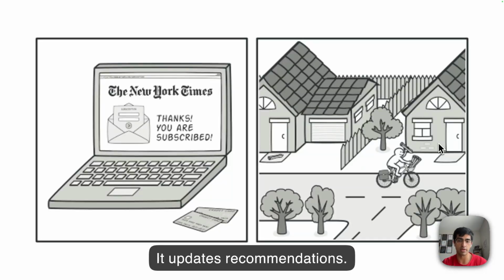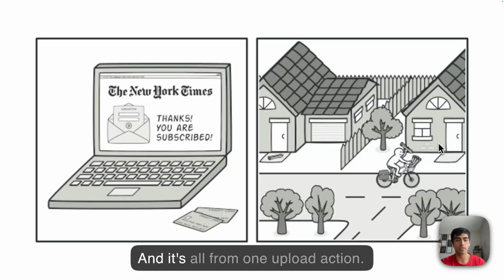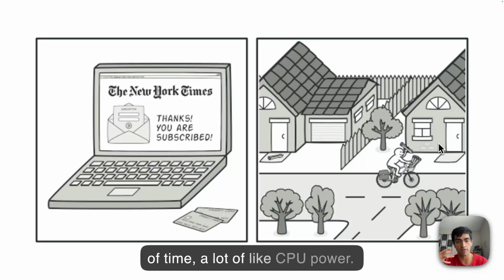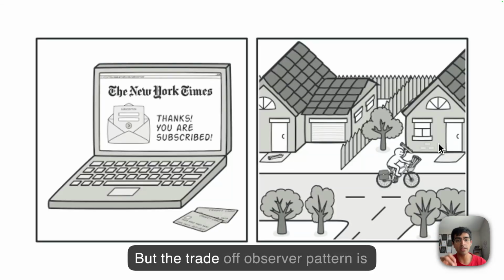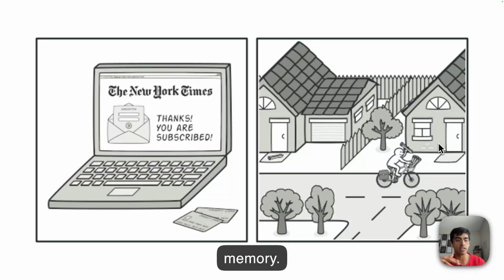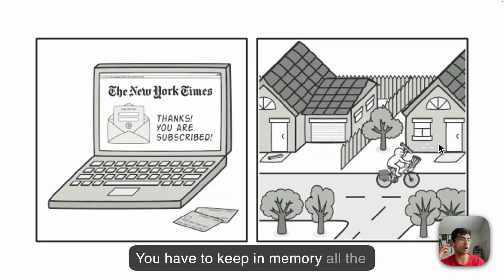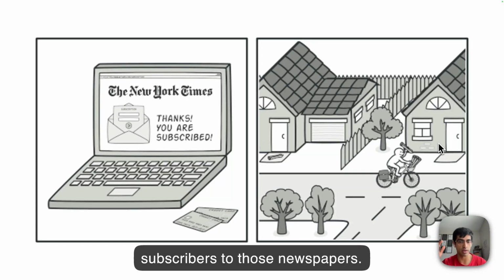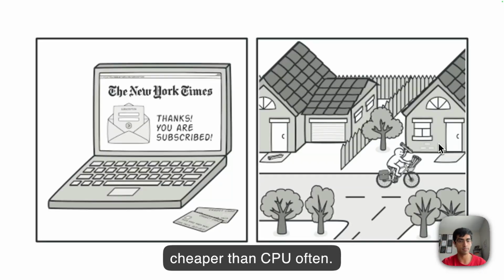It updates recommendations. It pings analytics. It does all those things. And it's all from one upload action. The alternative is polling, which is you keep asking, "Is the new video out? Is the new video out?" over and over again, which takes up a lot of time, a lot of CPU power. But the trade-off with the observer pattern is memory. You have to keep in memory all the subscribers someone has, all the subscribers to that newspaper. But memory is often a lot cheaper than CPU.